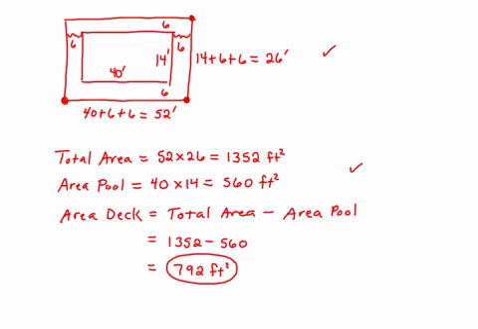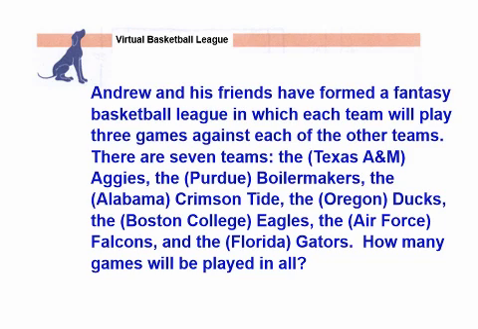Okay, let's do another example, a different type of problem. Okay, so here we have Andrew and his friends have formed a fantasy basketball league in which each team plays 3 games against each of the other teams. There are 7 teams: Texas A&M, Purdue, Alabama, Oregon, Boston College, the Air Force, Florida. How many games will they play in all?